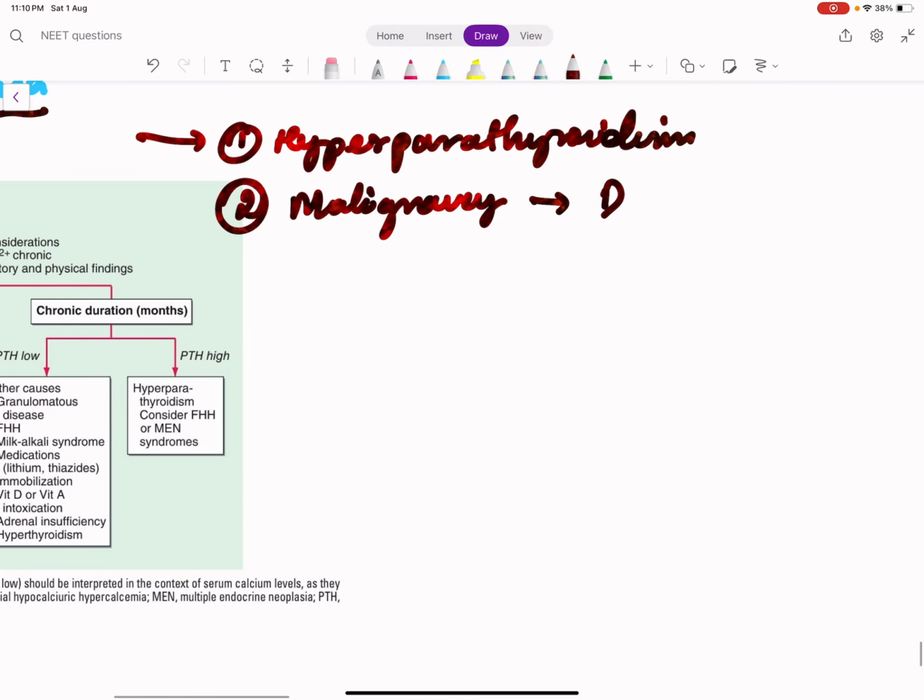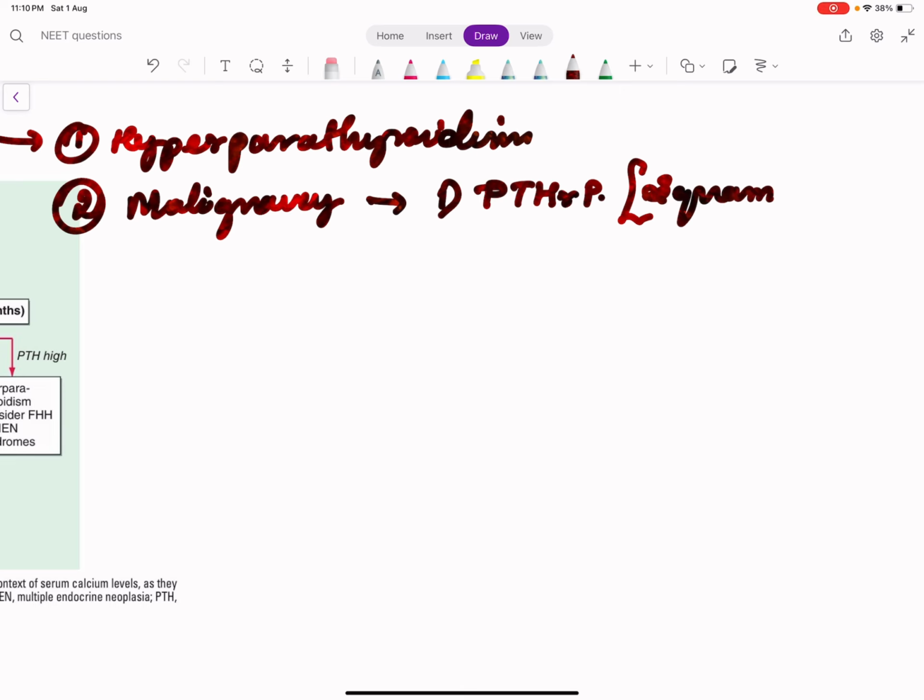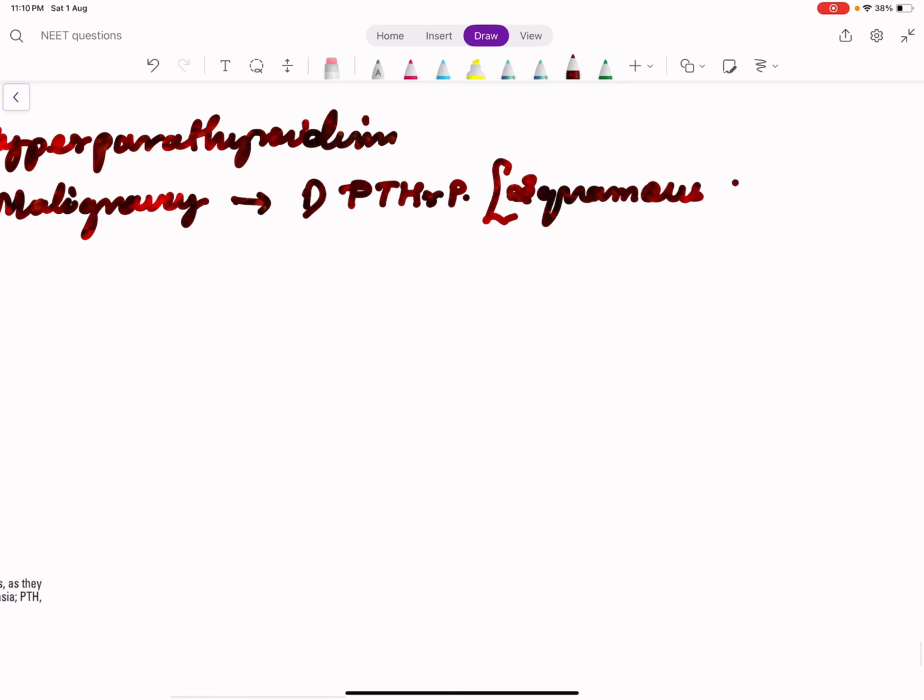One, malignancy can produce PTH related peptide. That is, PTH levels will be normal, but malignancy produces another substance called PTH related peptide, which acts the same way as parathyroid hormone to increase calcium reabsorption. One important place where this occurs is squamous cell carcinoma of the lung.